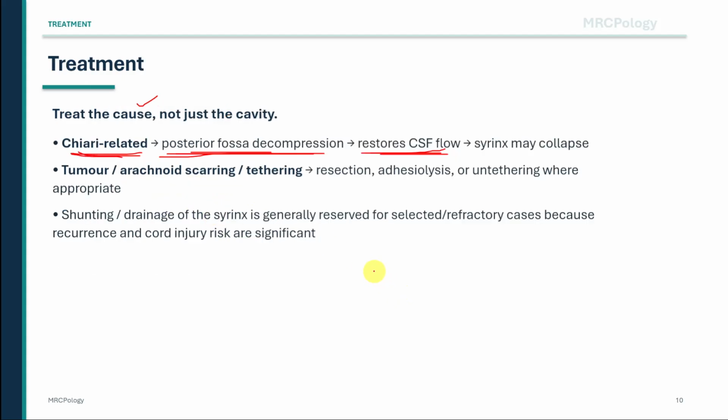If the cause is a tumor, then management is directed toward tumor treatment, often surgical resection depending on the type and location. If the cause is arachnoid scarring, adhesiolysis may be considered in selected cases. If tethering is the underlying mechanism, untethering may be appropriate. The exact management depends on the cause, anatomy, symptoms, and neurosurgical assessment.